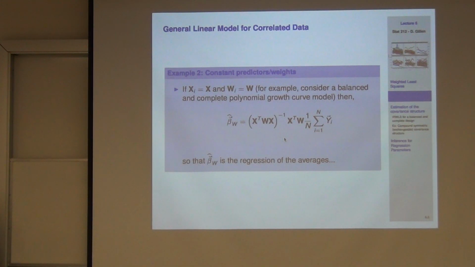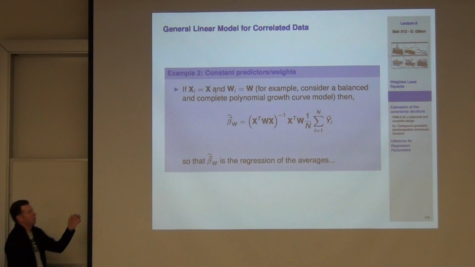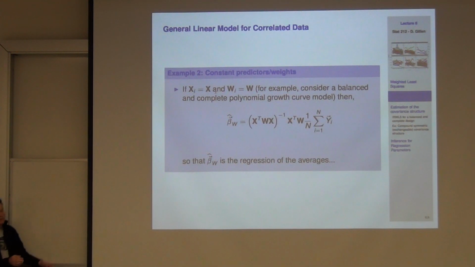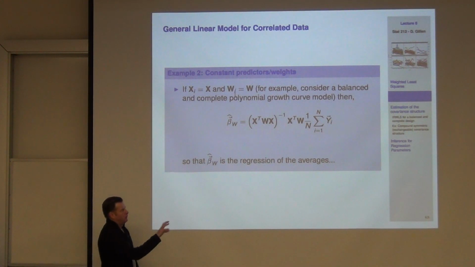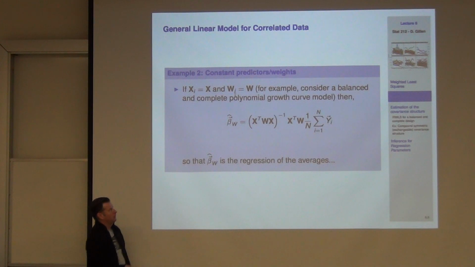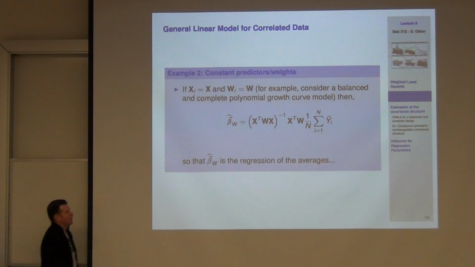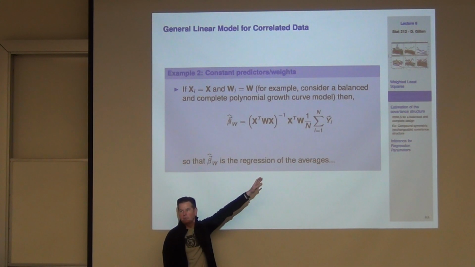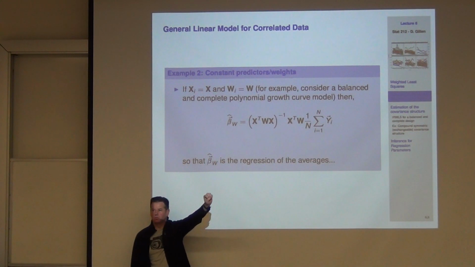So in this case, if I hold my design matrix to be constant, so balanced and complete, for example like the polynomial growth curve model where I measure everybody at the exact same time, so I have the same design matrix. And if I hold my weight matrix to be constant, so I assume that the weight I'm going to give to each observation is the same across my sampling units, similar concept here holds, right? My weighted estimator for the regression parameters simply comes out to be a weighted average of the mean of the response vectors y's. And again, it just gives you intuition, okay?